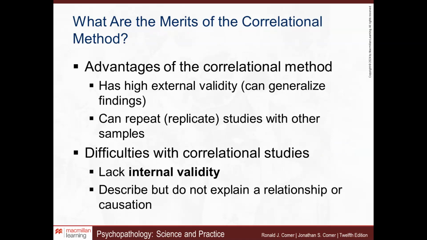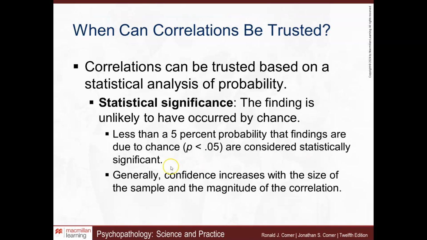So what are the merits of the correlational method? Well, it has high external validity, researchers can generalize their findings, and they can be repeated or replicated. And some of the difficulties with correlational studies: they have been shown to lack internal validity, and they describe, but they don't really explain a relationship or causation.